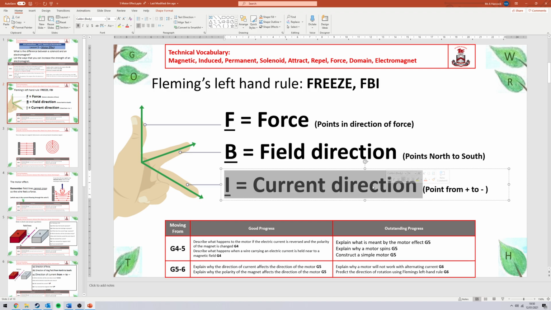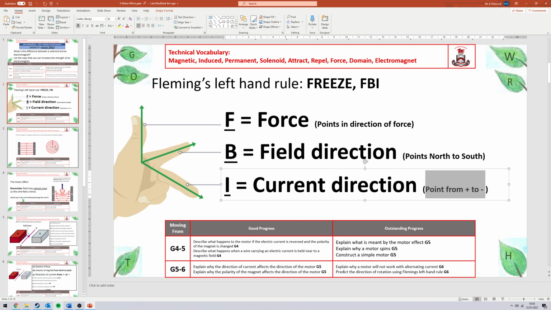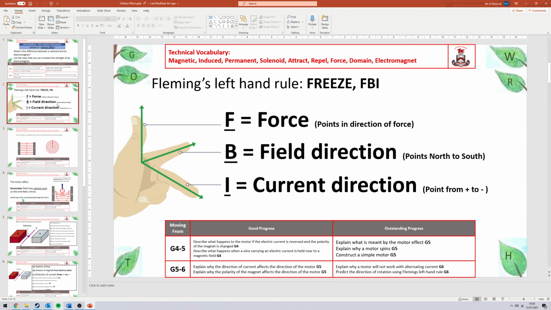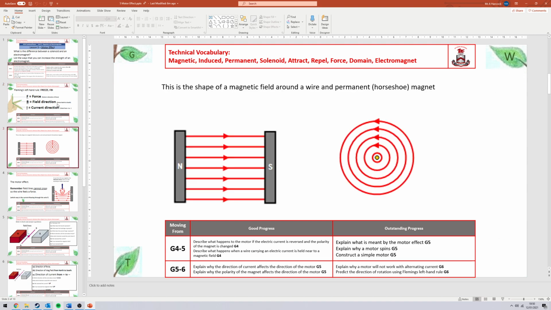Your middle finger is the current direction, and that points from positive to negative, so that is the direction of conventional current. Now, what's the point of this? Well, Fleming's left-hand rule shows the motor effect. It predicts the direction that the motor effect happens. So let's go into the next slide.